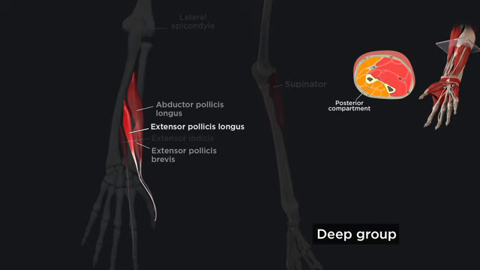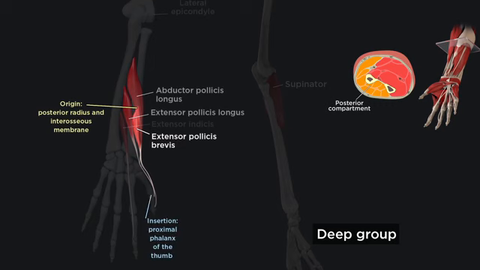Extensor pollicis longus originates from the midshaft of the posterior ulna and the interosseous membrane, and it inserts on the base of the distal phalanx of the thumb. The extensor pollicis brevis originates from the midshaft of the posterior radius and the interosseous membrane, and inserts on the base of the proximal phalanx of the thumb. So again, we see longus going the long distance and brevis stopping short, thus their names.